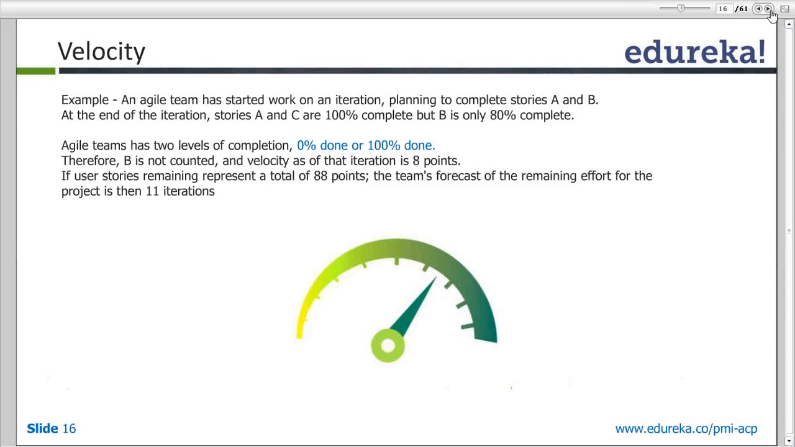What if some part of the prior story gets spilled over to the next iteration? So we have to replan in that case. Yeah, you will have to replan it. That iteration will not be taken as a complete one, right?